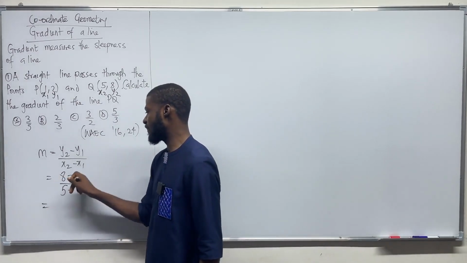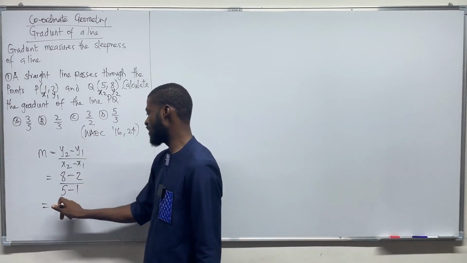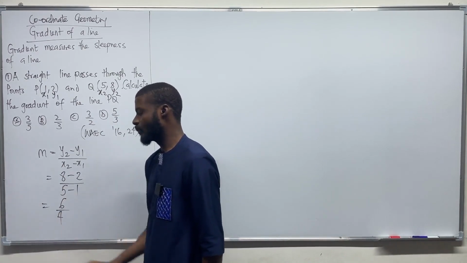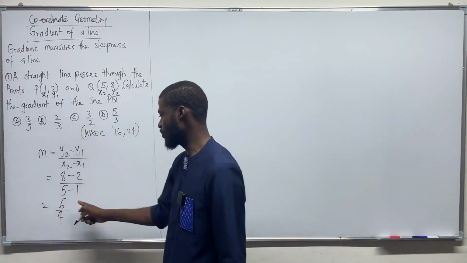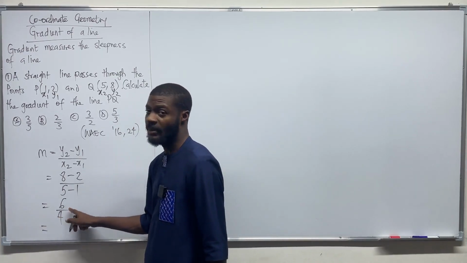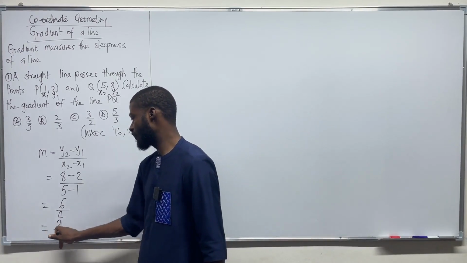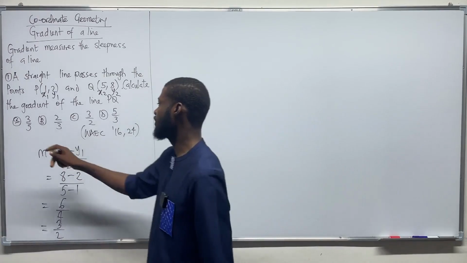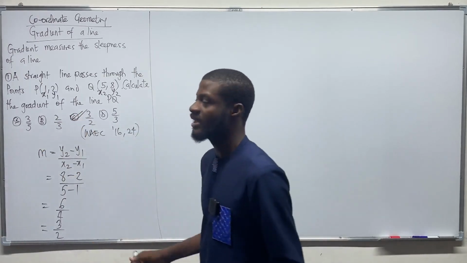Now what is 8 minus 2? 8 minus 2 is 6. Now what is 5 minus 1? 5 minus 1 is 4. So let us now divide, because you can see that 2 is common here. If you reduce this by dividing by 2, 6 over 2 is 3, 4 over 2 is 2. So the answer becomes 3 over 2. So that's how you solve for that.